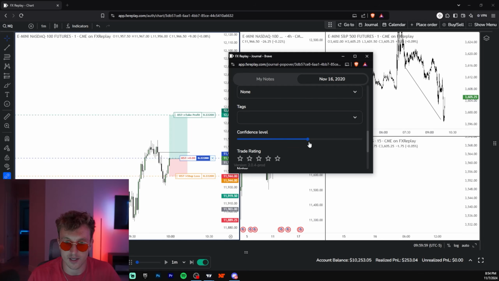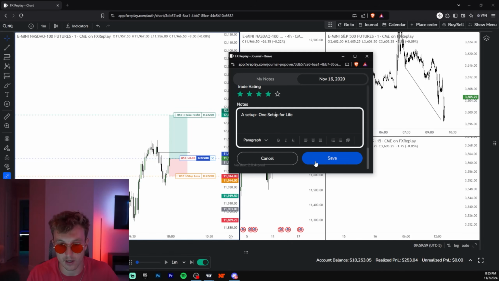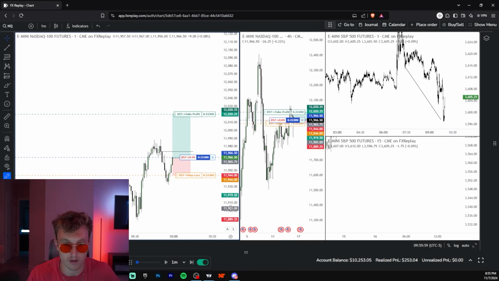Confidence level, I'll give it like this, maybe not super light bulb, definitely 4-star A setup. I'll do one setup for life. This might not be, like, we could get another setup here, so let's just do save.